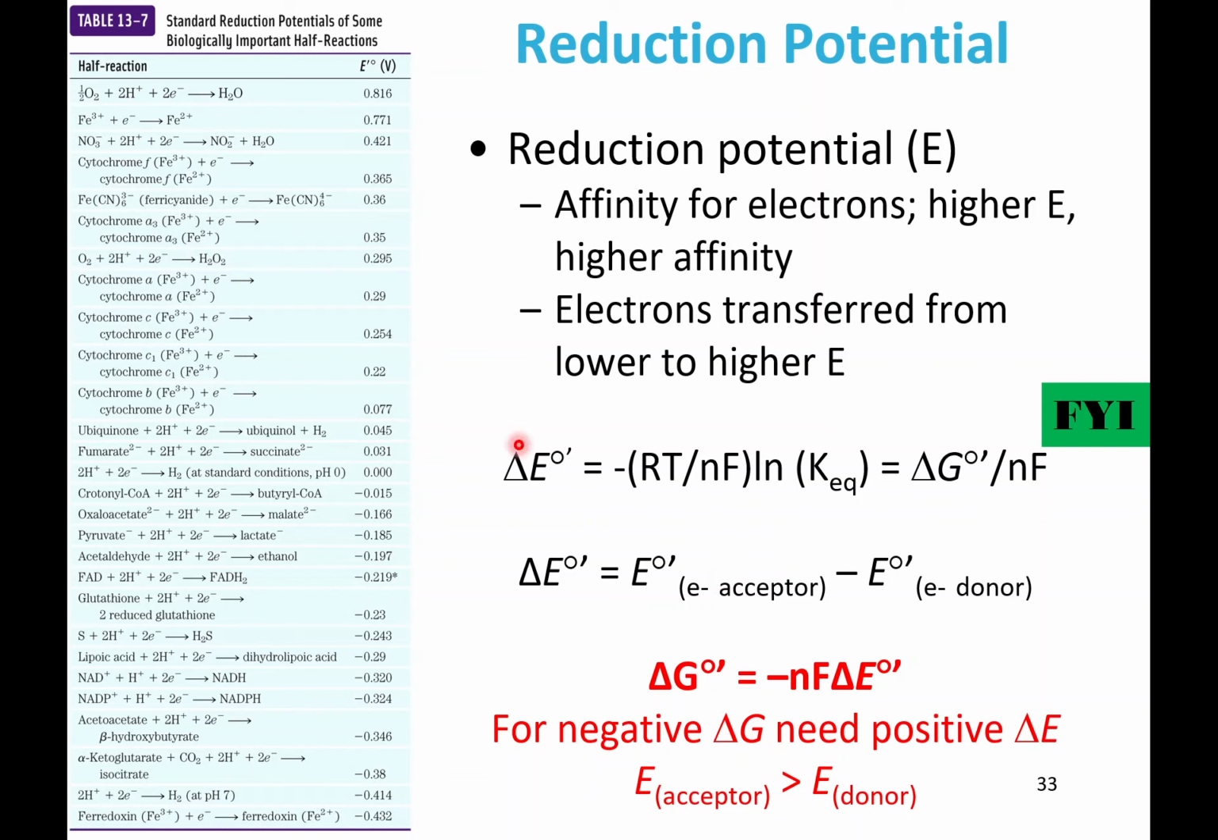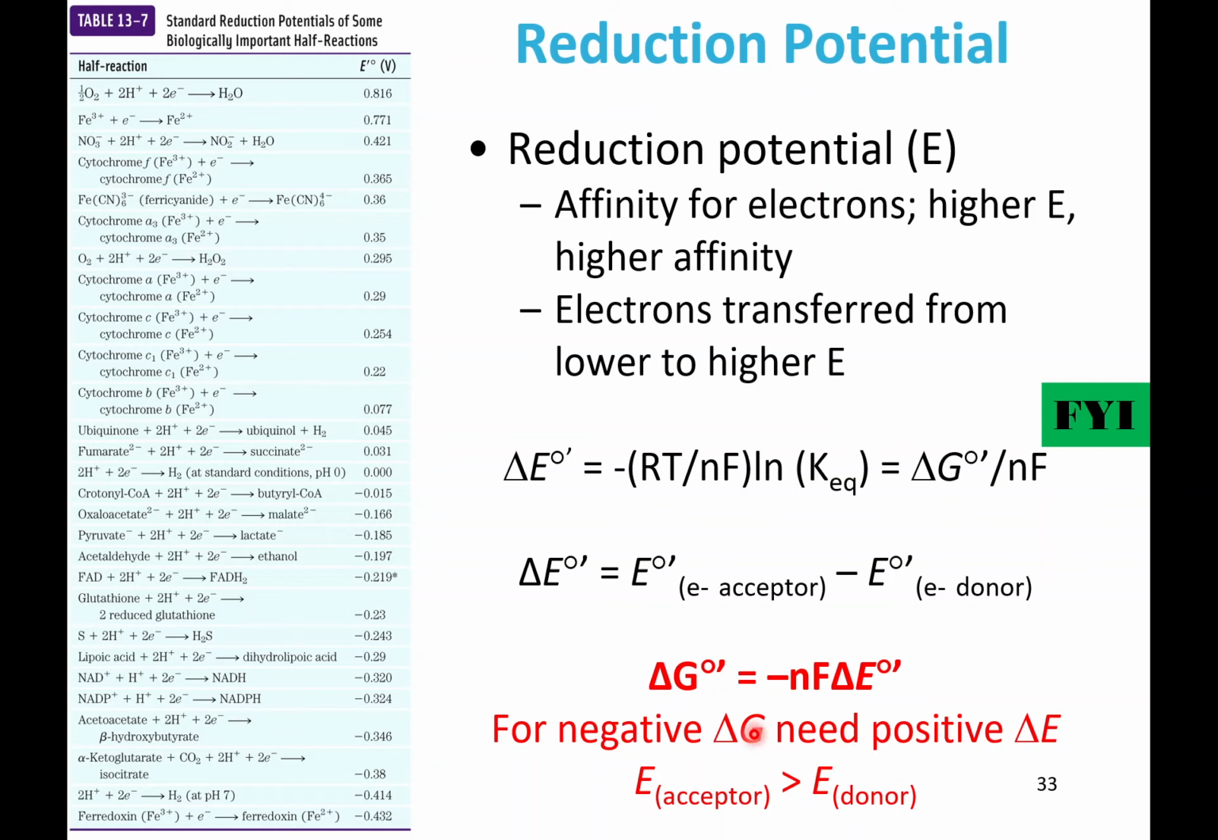Okay. The way to find this delta E value is you take the reduction potential of the electron acceptor minus the reduction potential of the electron donor. That's how you get the delta E. And this we can kind of rearrange into an equation that we can use in terms of free energy. The free energy equals minus N, which is the number of electrons being transferred, times F, the constant, times the change in reduction potential. Okay.